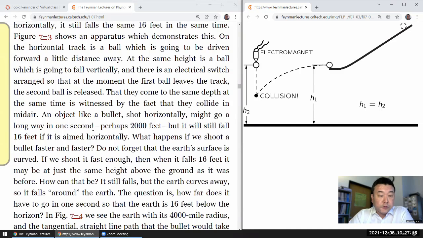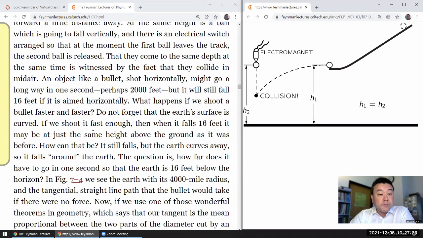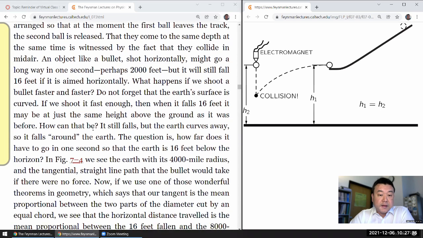On the horizontal track is a ball which is going to be driven a little distance away. At the same height is a ball which is going to fall vertically. And there's an electrical switch arranged so that at the moment the first ball leaves the track, the second ball is released. That they come to the same depth at the same time is witnessed by the fact that they collide in midair, here.